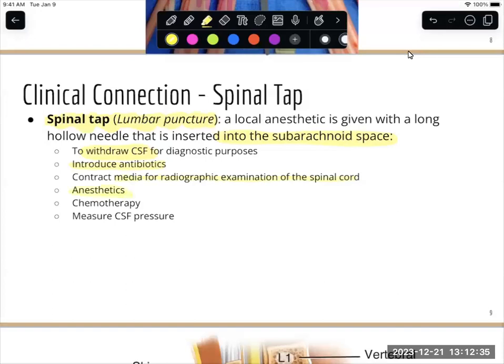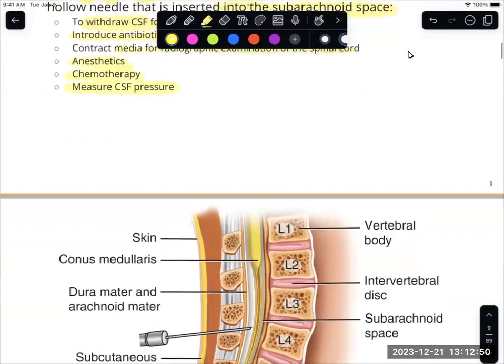Anesthetics. Those who've had an epidural before, what they're doing is numbing everything. They do it through a spinal tap, chemotherapy. And they also do it to measure that cerebral spinal fluid pressure.